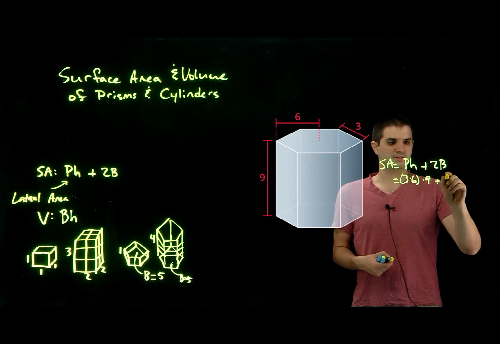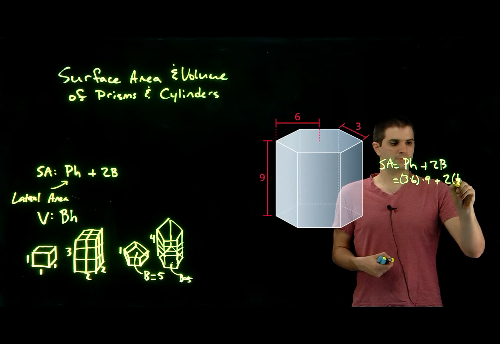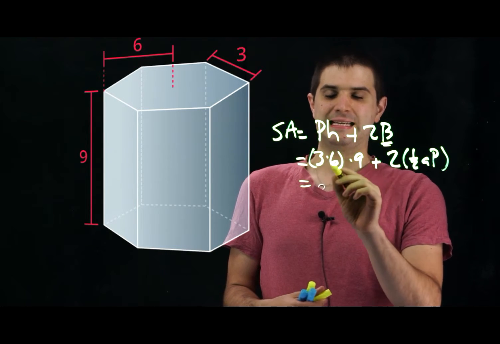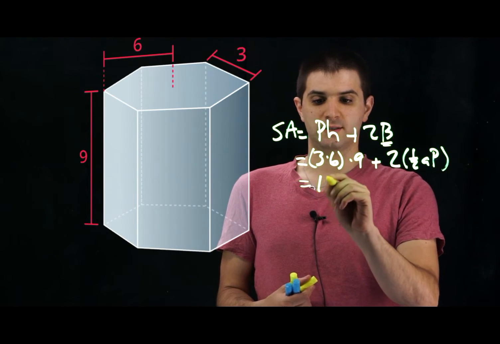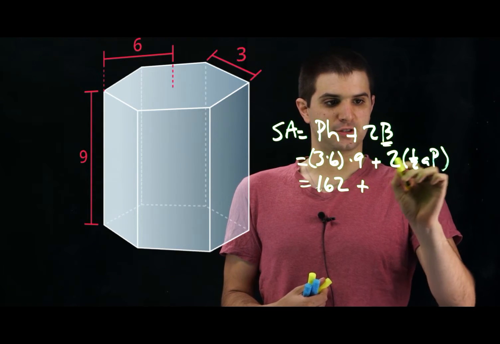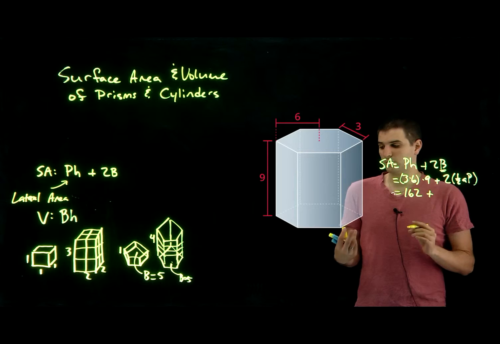Well, what's the area of the base? The area of the base is 1/2 AP. So this equals 3 times 6 is 18. 18 times 9 is 162 plus AP, because the 2 and the 1/2 cancel out. So what's A, what's P?